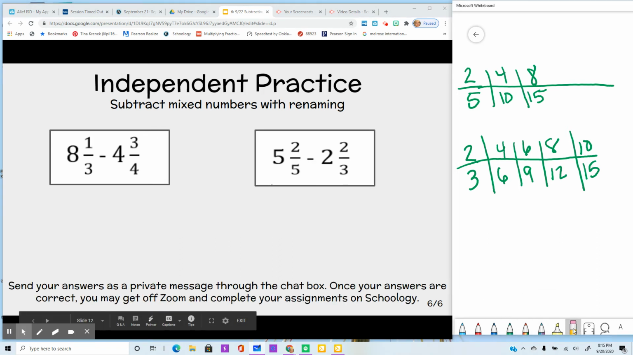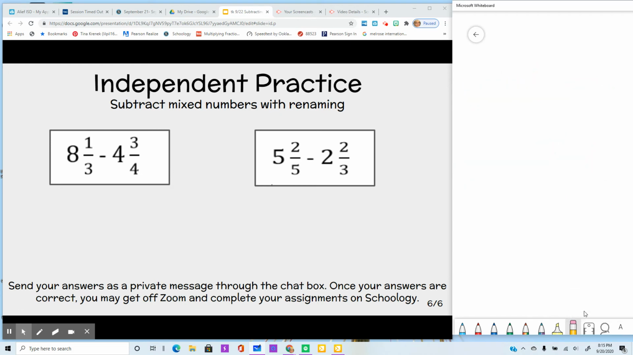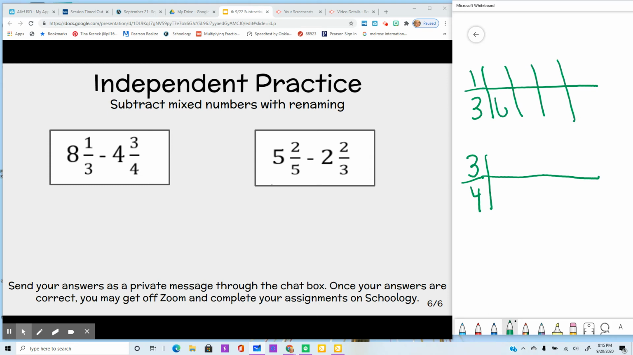Okay, here's your independent work. 8 1/3 minus 4 3/4. And the numbers aren't always going to be small and easy, so you need to get used to how to draw these. Who knows what the common denominator is? 6, 9, 12. You should see that it's 12. And that would be 2, 3, so 4/12, 6, and 9/12.